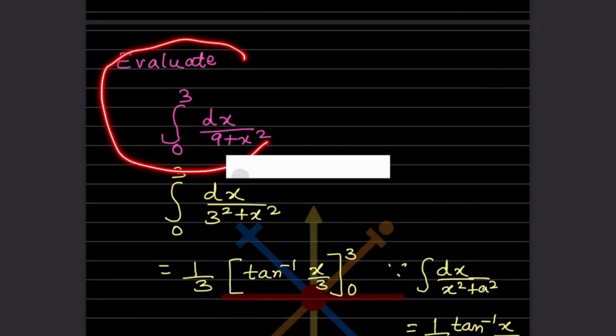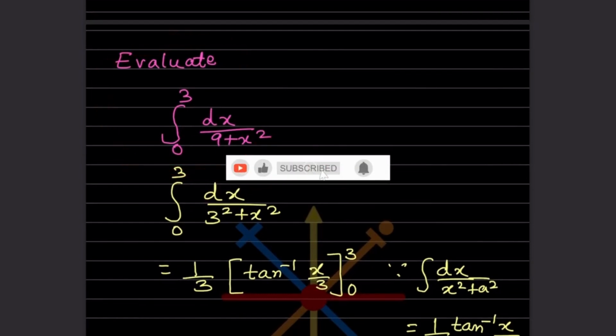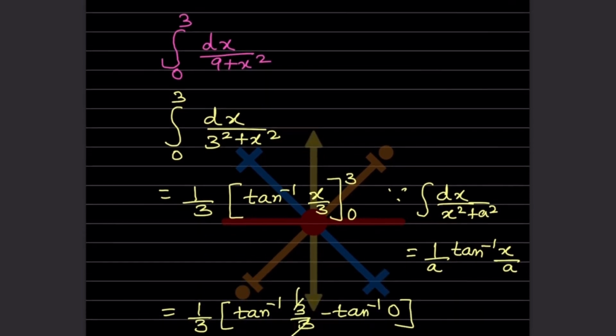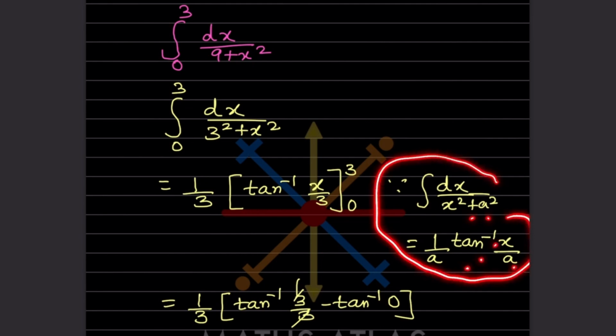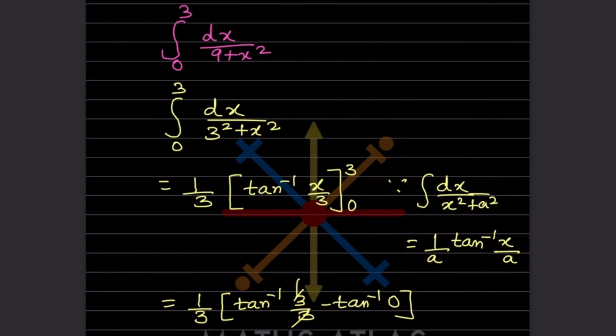So now here, this is given, evaluate the integration from 0 to 3 of dx divided by 9 plus x square. So now here what we can do, this 9 we can also write as 3 square plus x square, because we have the formula here. Can you see here? This is x square plus a square, that is 1 by a tan inverse x by a. So now what will we do? We have 1 by a. So what is here? A is 3. Because here this is x square and this is a square. So we have a as 3.